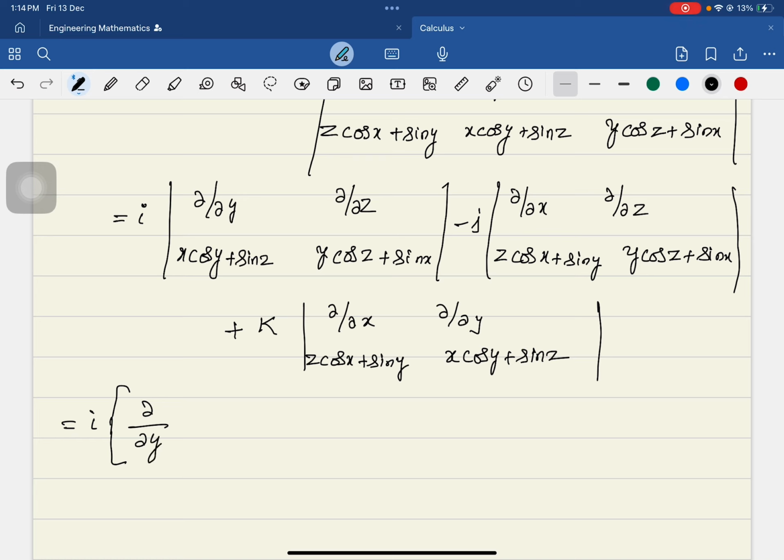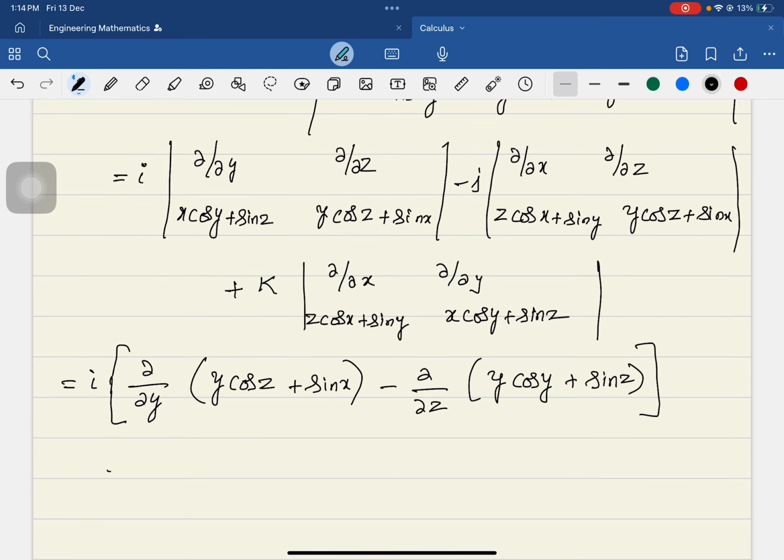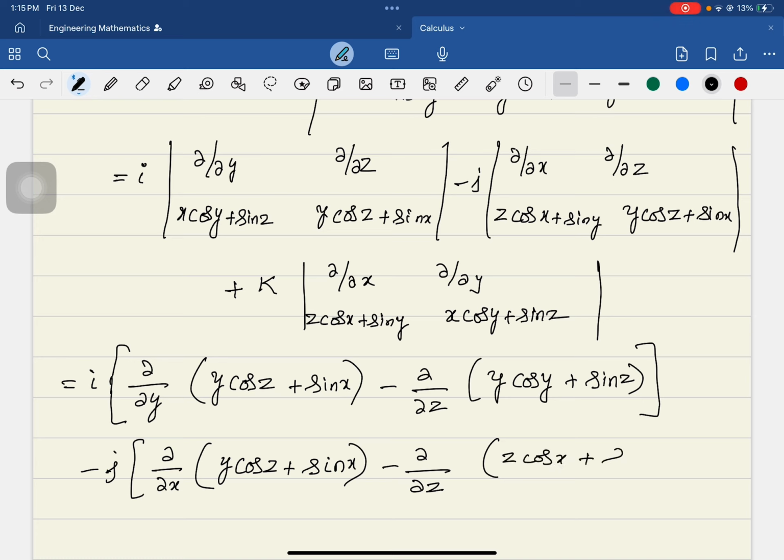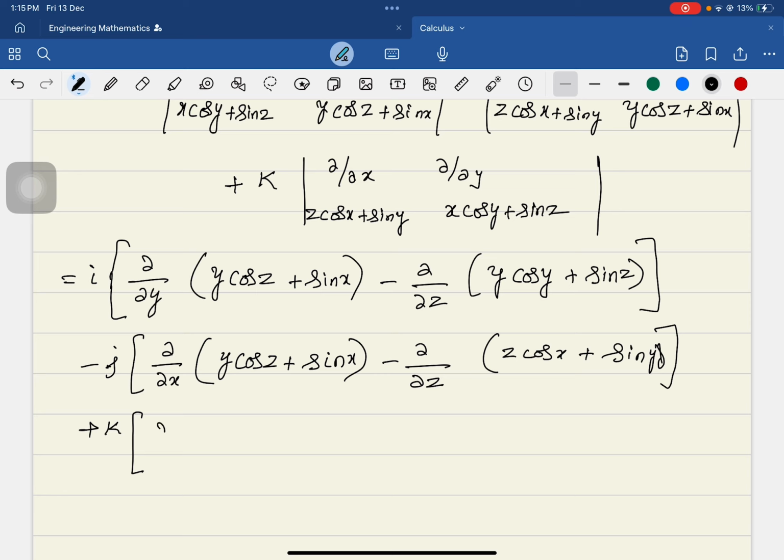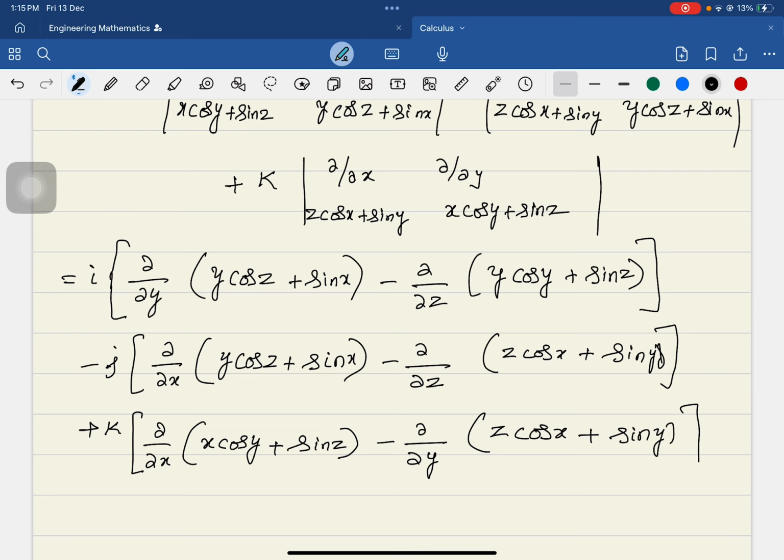That is dou by dou y of y cosine z plus sin x, minus dou by dou z of x cosine y plus sin z, and then minus j is dou by dou x of y cosine z plus sin x minus dou by dou z of z cosine x plus sin y, plus k times of dou by dou x of x cosine y plus sin z minus dou by dou y of z cosine x plus sin y. So let us do the calculation now.